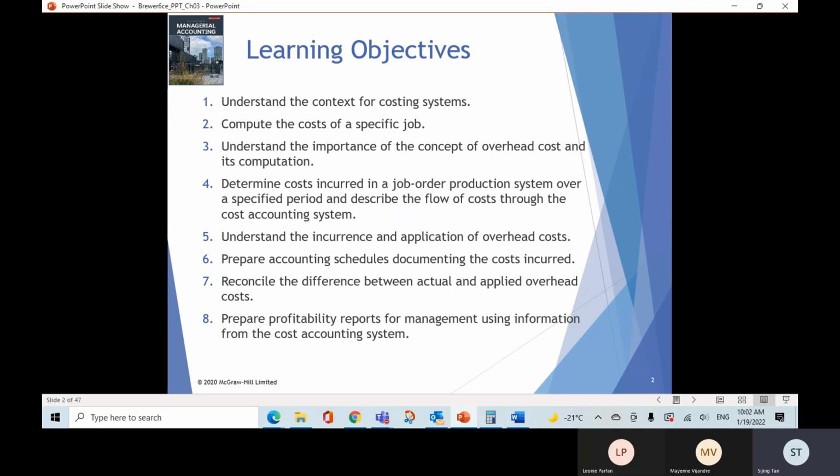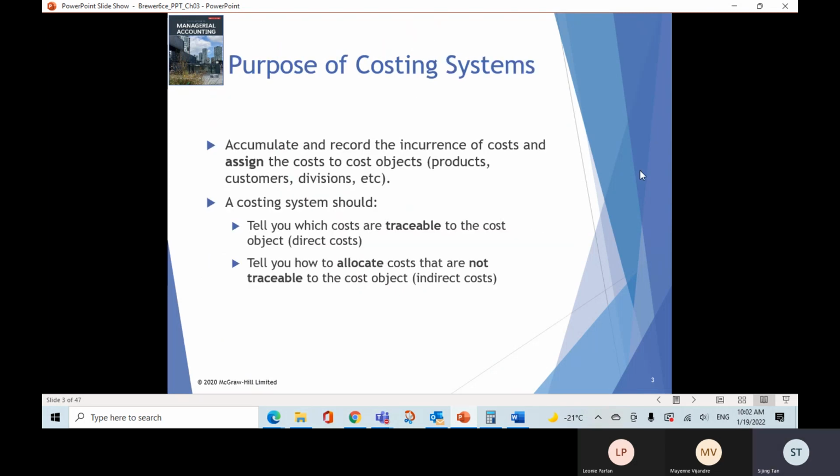Then we need to understand how to prepare a schedule of cost of goods manufactured and cost of goods sold. We have learned how to calculate your cost of goods manufactured and the differences between the cost of goods manufactured and cost of goods sold. Now, we're going to go to the first one.